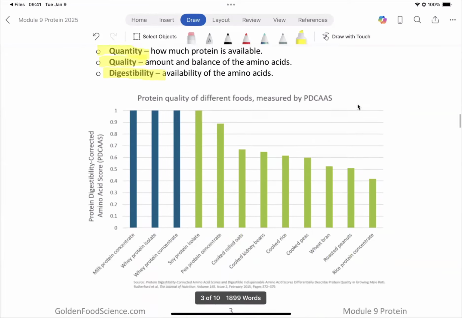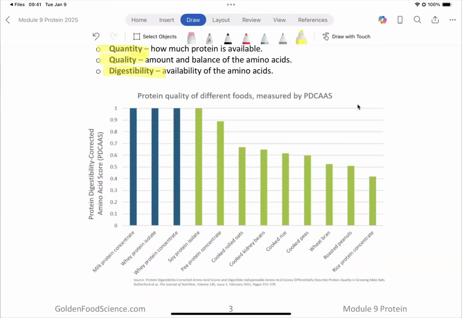We use a score, and I think we've talked about this before, I pronounce it PDCAS. It means protein quality. Anyway, that's what is used by the World Health Organization. This is what they use to determine the quality of proteins.